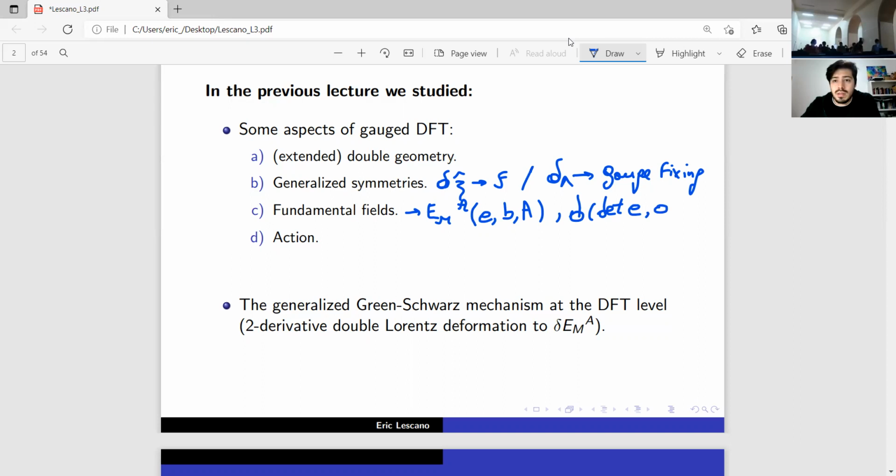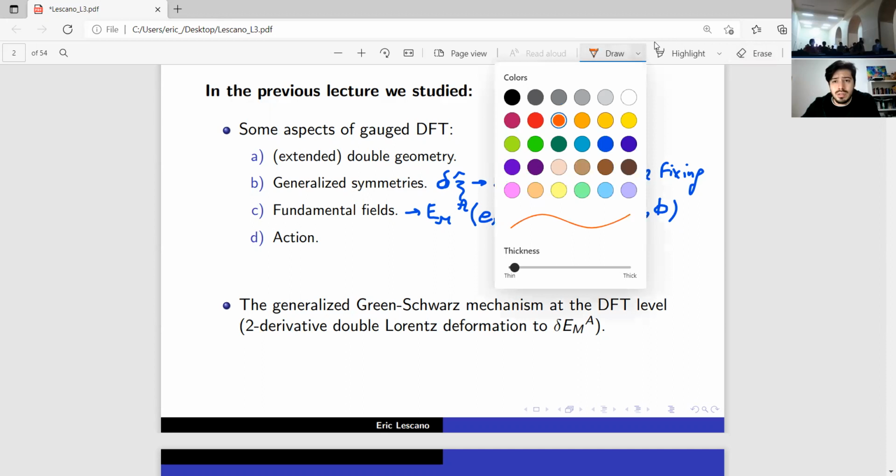So in some sense, the fundamental fields in gauge double field theory are exactly the same as the fields in double field theory, but our generalized metric or our generalized frame depends on this new non-abelian gauge vector. If we take A, this gauge vector, to zero, then we recover the ordinary double field theory. And we also studied the action of gauge double field theory. This action was already introduced by Gianluca because the action is the same. The action of gauge double field theory is the same as the action of double field theory.